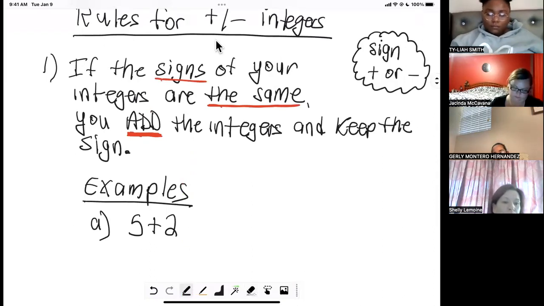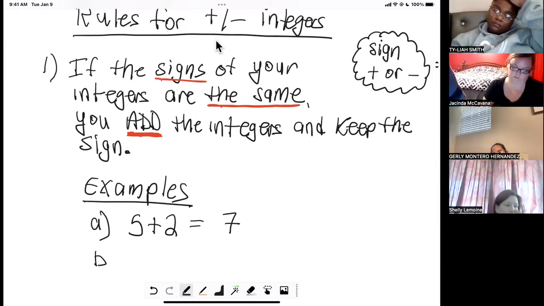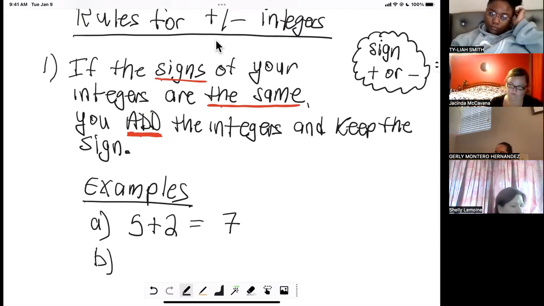They're both the same sign, they're both positive. So I add them. 5 plus 2 is 7, and I keep the sign. They're both positive, so 7's positive. I don't have to put a plus in the front, I just put 7. Well, the same thing is true, except for putting the sign in the front for the negatives.